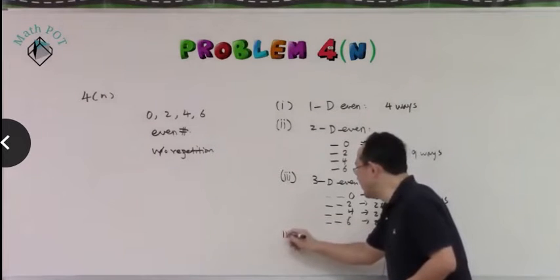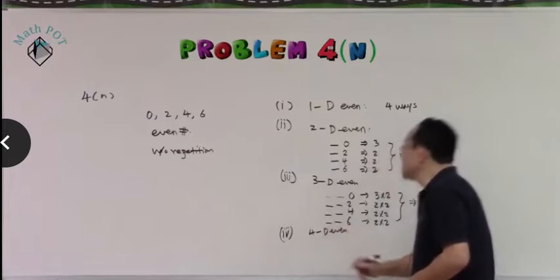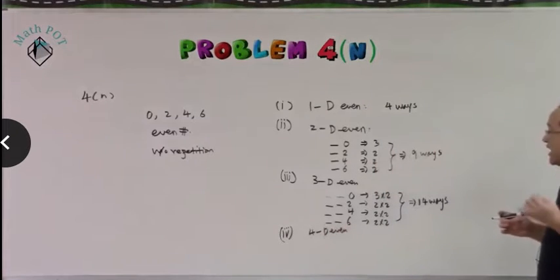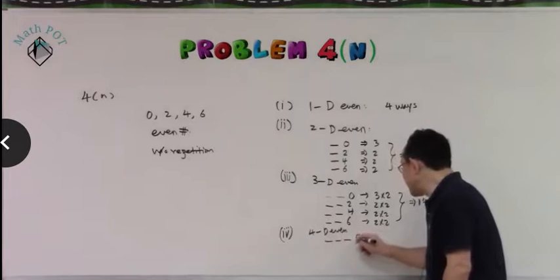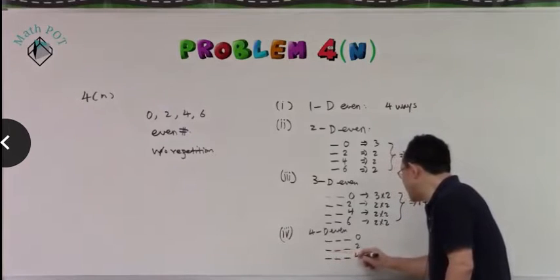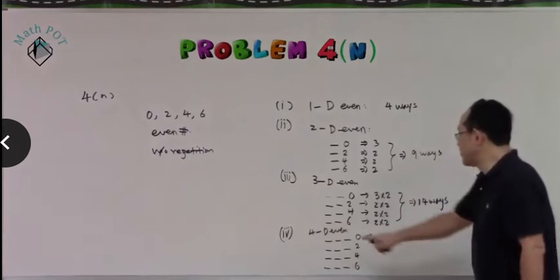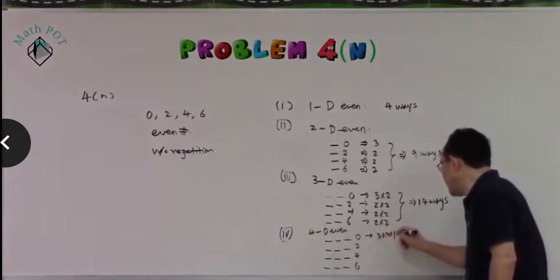So continue. We need to figure out the 4-digit even numbers. Still, I like to break down into smaller case work here. So how about something ending with 0, something ending with 2, something ending with 4, something ending with 6. Let's try to figure this one. Very clear. There's nothing but 3 times 2 times 1. That gives us 6 ways.